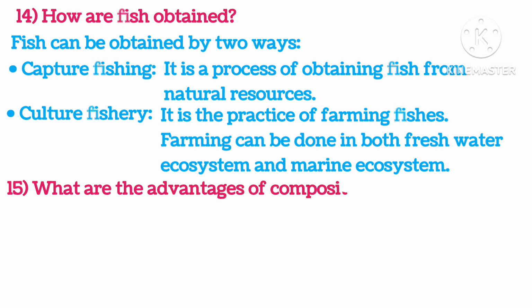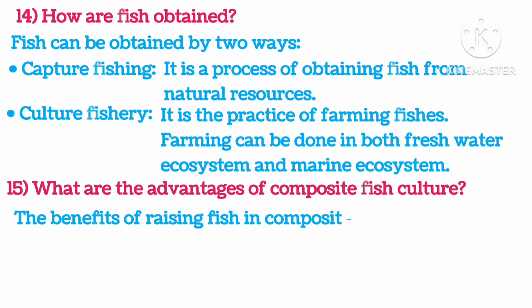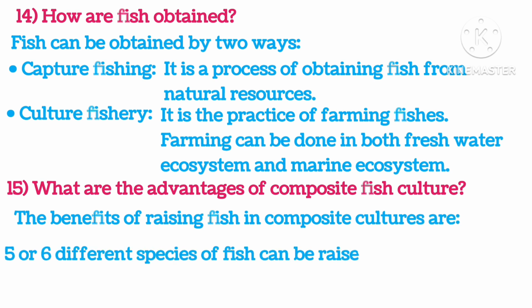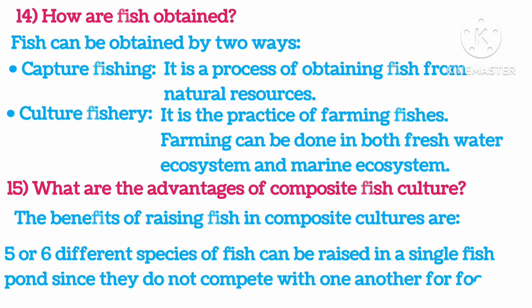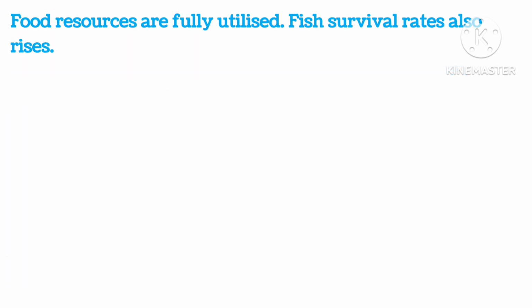What are the advantages of composite fish culture? The benefits of raising fish in composite cultures are: 5 or 6 different species of fish can be raised in a single fish pond since they do not compete with one another for food. Food resources are fully utilized. Fish survival rates also rise.